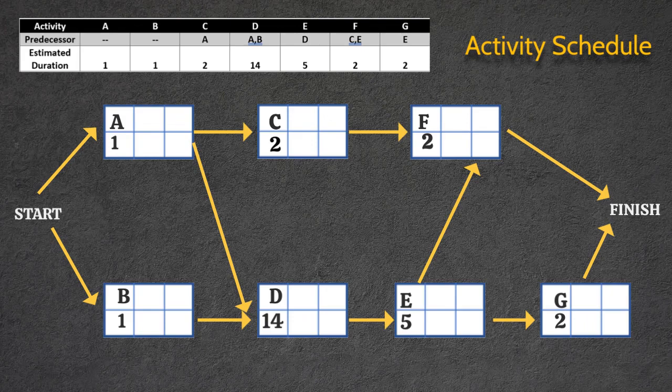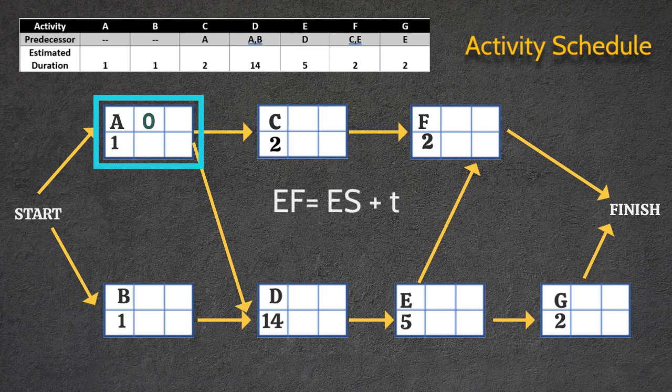We will start by completing the earliest start and earliest finish values using a forward pass. We will start with activity A. A has no predecessor, so the earliest start time will be 0. Since its expected duration is 1, the earliest finish time will be 1 plus 0. This will also give you 1 for the earliest finish time.